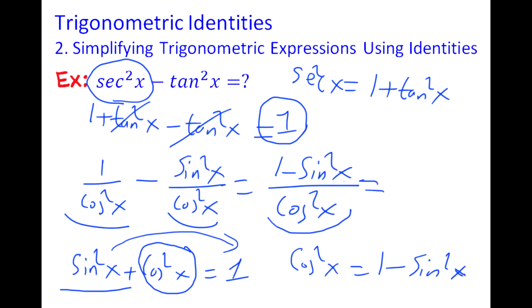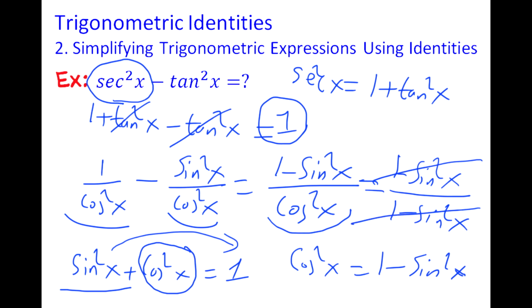And once you do it, numerators and denominators will be same. So it's going to be 1 minus sine square x divided by 1 minus sine square x. And you can easily cross the numerators and denominators. Cross them out. And the leftover is 1, guys. 1 divided by 1, it's going to be 1.